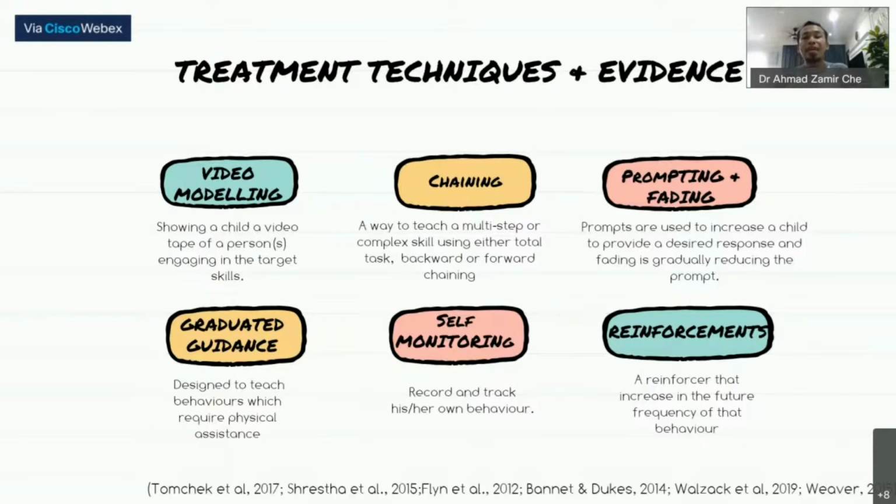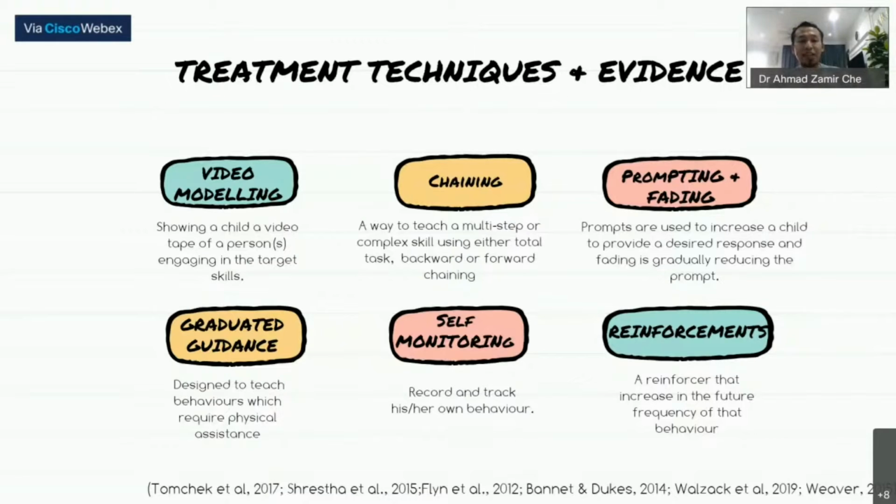Okay. All right. The next one is prompting and fading. Prompts are used to help a child provide a desired response, and fading is gradually reducing the prompt. So of course, when we prompt the child, we need to fade the prompt in order to make the child independent. I will discuss prompting and fading in my next slide. Okay, so this is just a surface, so you have no worries if you do not understand this slide.